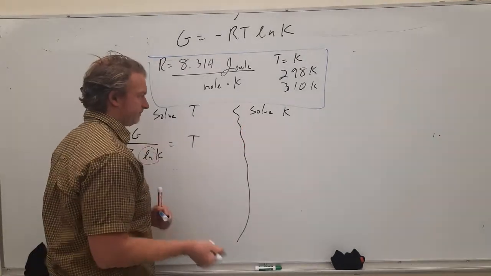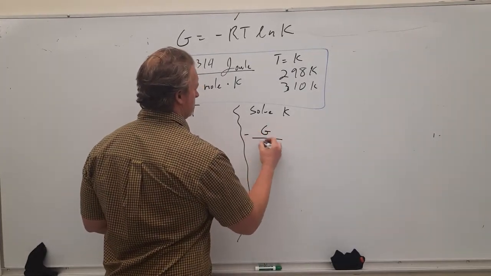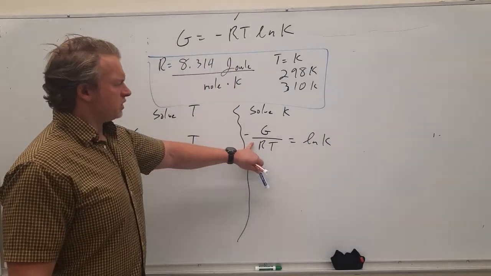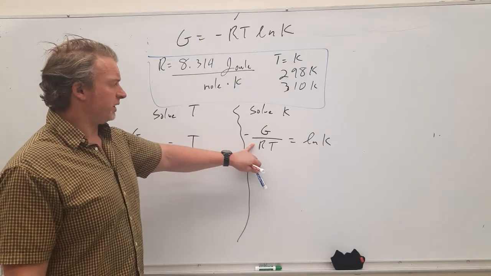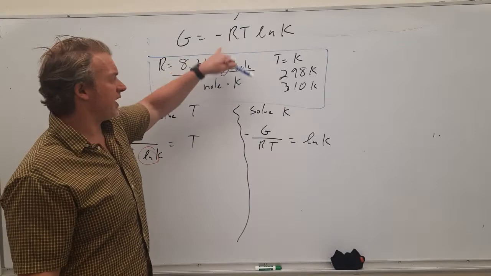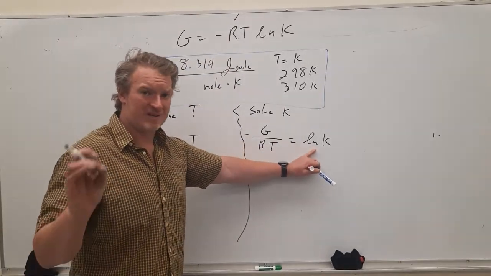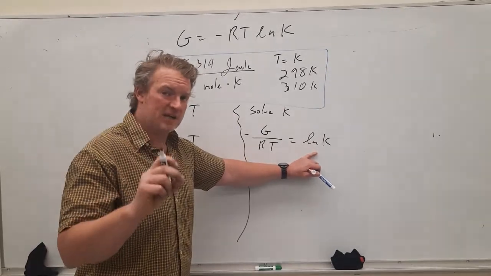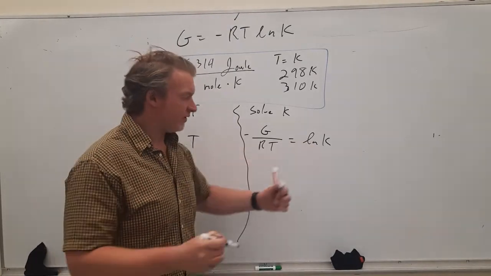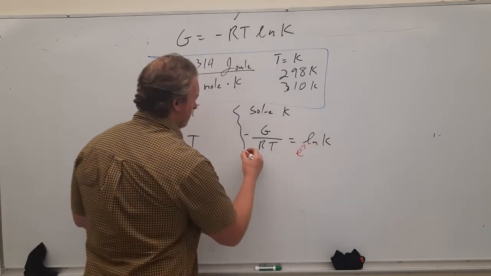Solving for K, I'm going to have to do this algebra in two steps. So I haven't isolated K yet, but I have gotten R and T and G on the same side of the equation. Note that negative sign got hitched for the ride and it's out here. This does not quite solve for K. This solves for the natural log of K. So we need to do the inverse: the natural log is a log to the base E, so the inverse of this is taking stuff to the power of E.